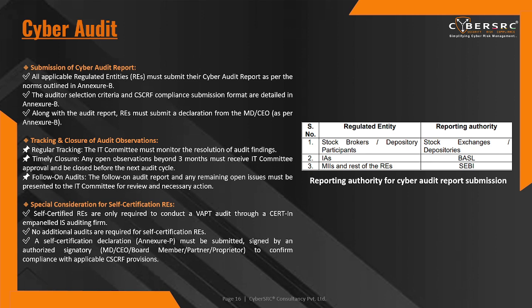Tracking and closure of the audit observations. The IT team or IT committee must ensure that they have defined the roles and responsibilities for regularly tracking and monitoring the audit findings, and they should ensure that any open observation beyond 3 months must receive IT committee approval and be closed before the next audit cycle. Follow-up audits and any open issues must be presented in front of the IT committee for review and for the necessary action to be taken.